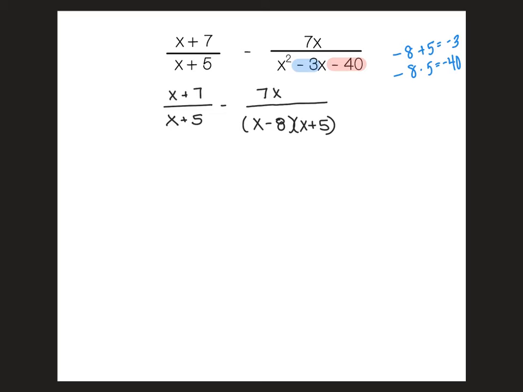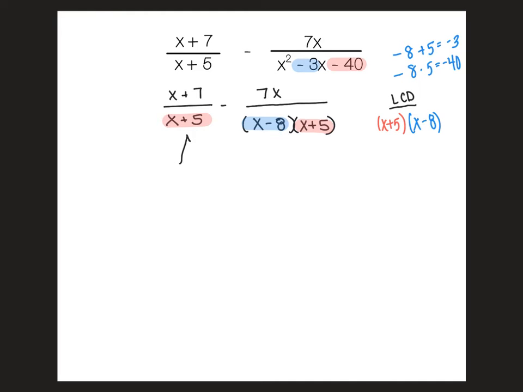Once it's fully factored, I can write down my least common denominator. Again, you want to write the entire first denominator, which is x plus 5. I want to look to see if there are any matches, and there's already an x plus 5 present here, so I don't need to include that. However, left over, I have x minus 8, so I do need to write that down. So my least common denominator is the quantity x plus 5 times the quantity x minus 8.